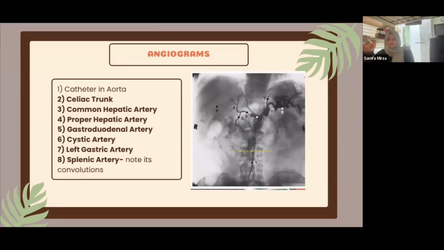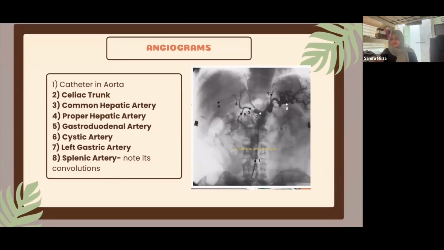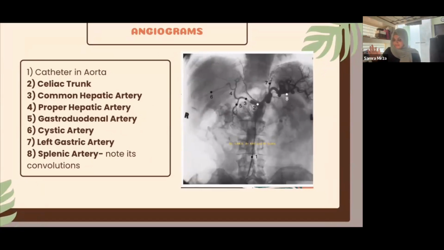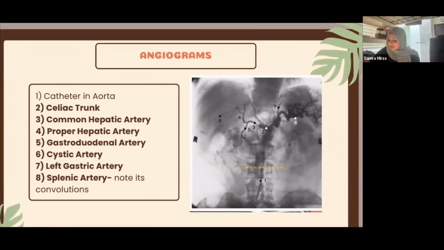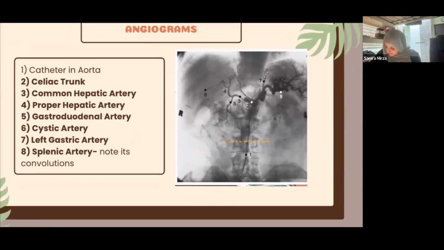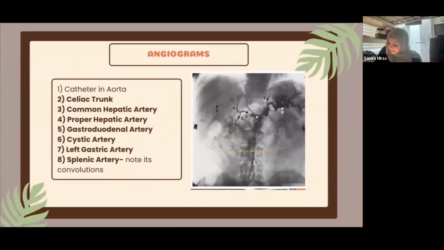And now we're going to go into angiograms, which are really fun. So this is a celiac angiogram, so it's showing the upper parts, mostly the foregut. So what you need to know, you can see this really thick part over here. This is your celiac trunk, number 2. And so now, again, this is our right side, and this is our left side.